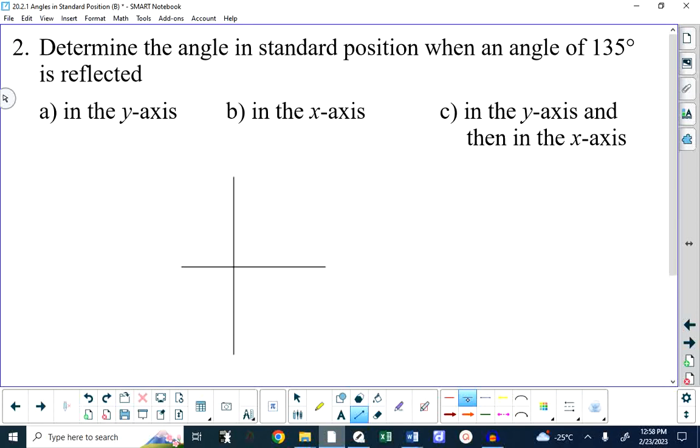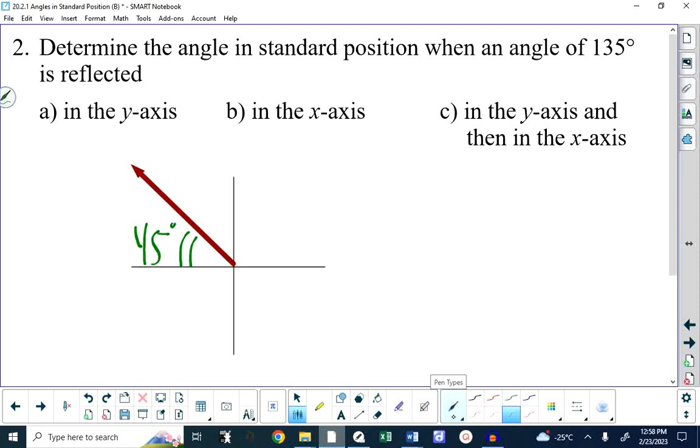We learned that yesterday. Specifically, the terminal arm will look like that. And I think, am I wrong? It's a reference angle of 45 degrees? 180 minus 135 gives you 45. So this original arm has a reference angle of 45 degrees. I think just seeing this on paper helps you answer question A.